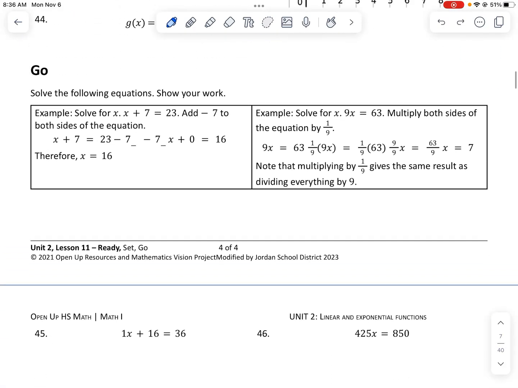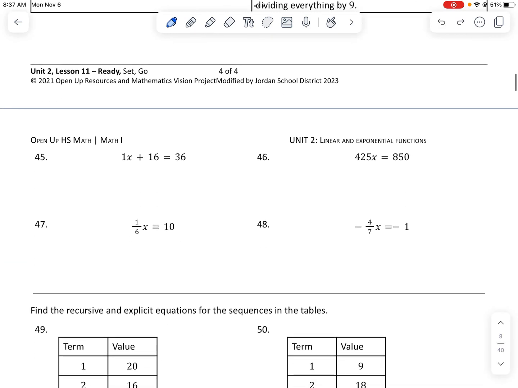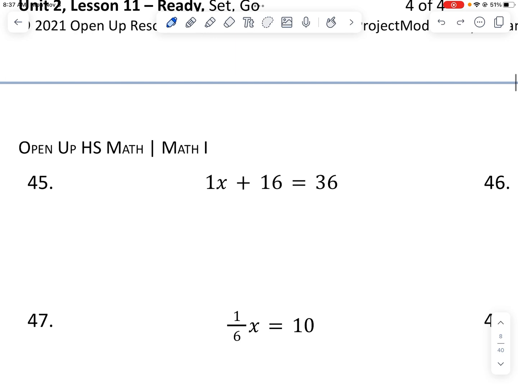When you get to the go section, you're just solving equations. It has 2 examples here of solving the equations. This is definitely all messed up here, so don't worry about that. Let's do one together real quick. For instance, number 45, you can subtract 16. And then we got 1x equals 20.